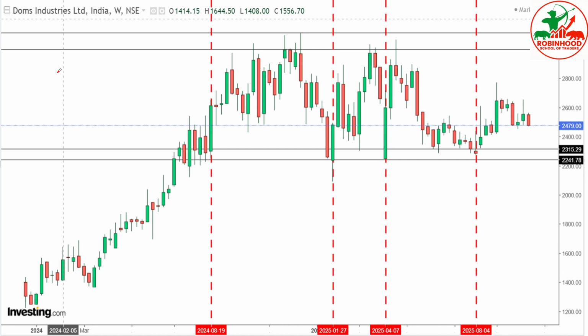Now, if we plot DOMS in a weekly time frame, you can easily find that this particular stock has a very strong, stiff support in the vicinity of the zone somewhere between 2241 and 2315. So this is a very good zone to buy, and there is a stiff resistance in the vicinity of 3000.